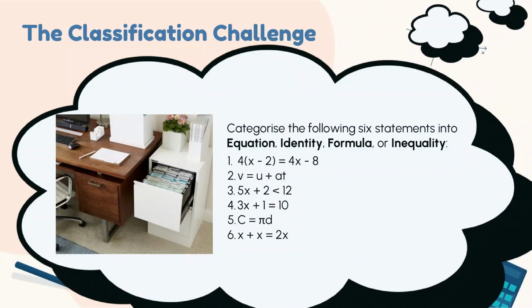Fourth, 3x plus 1 equals 10. This is an equation because it is only true for a specific value of x. Fifth, c equals pi d. This is a formula because it links circumference and diameter. Sixth, x plus x equals 2x. This is an identity because it is true for every value of x.